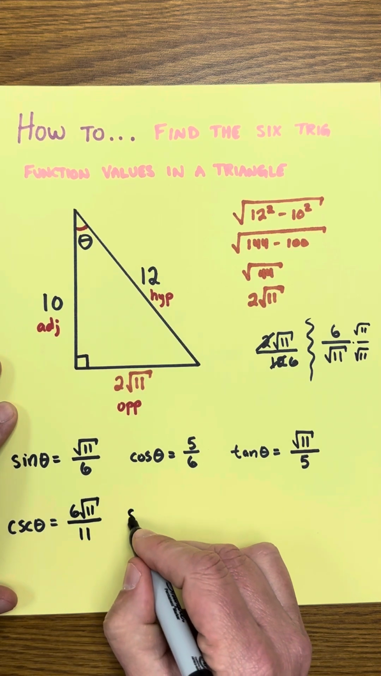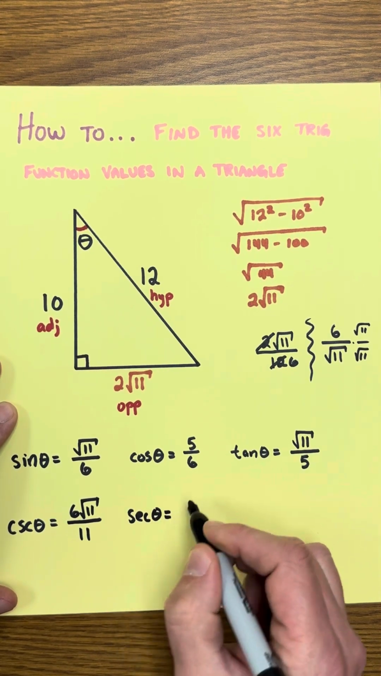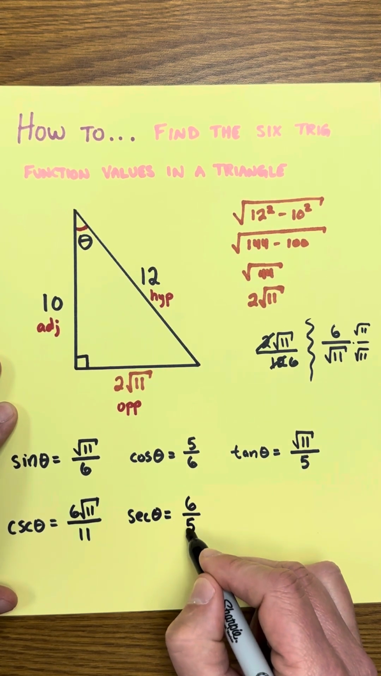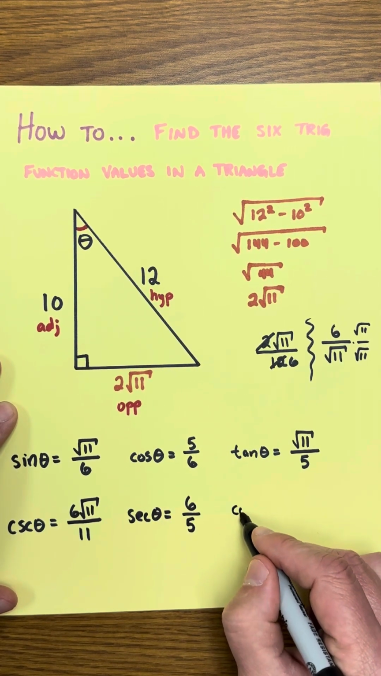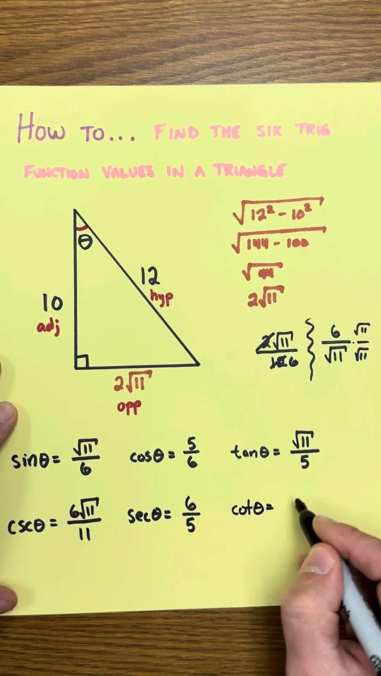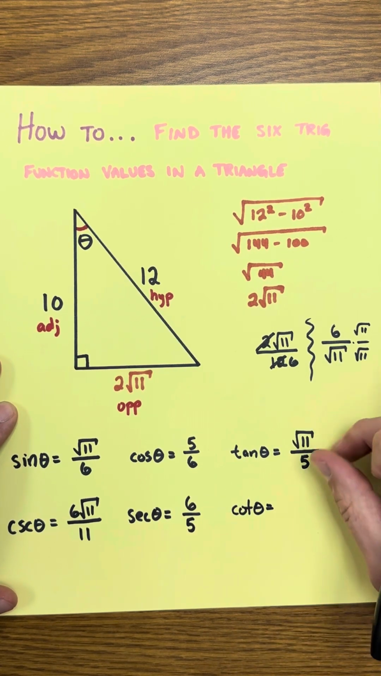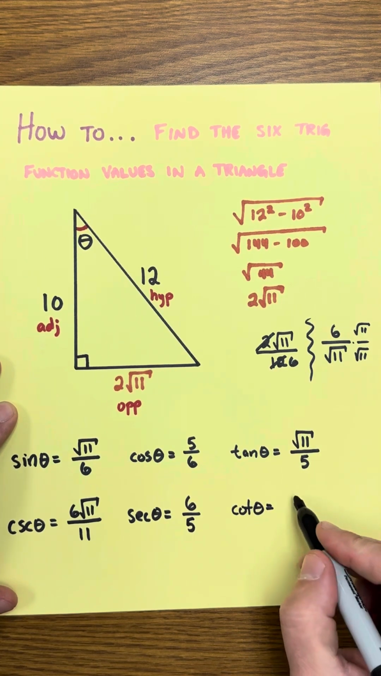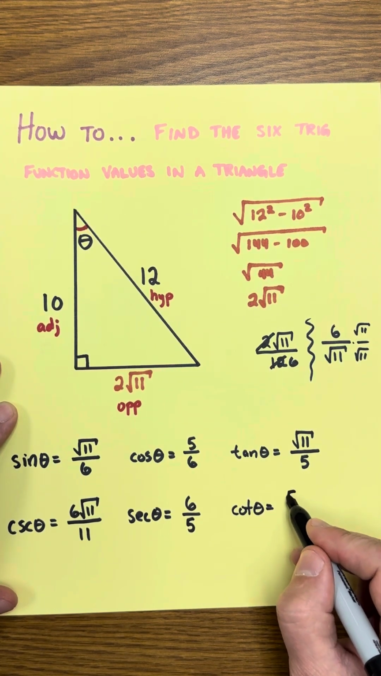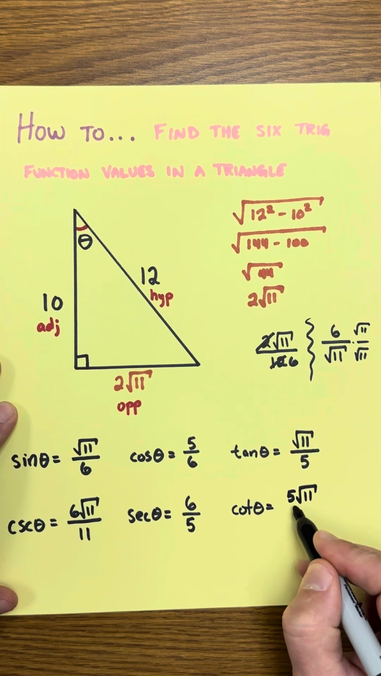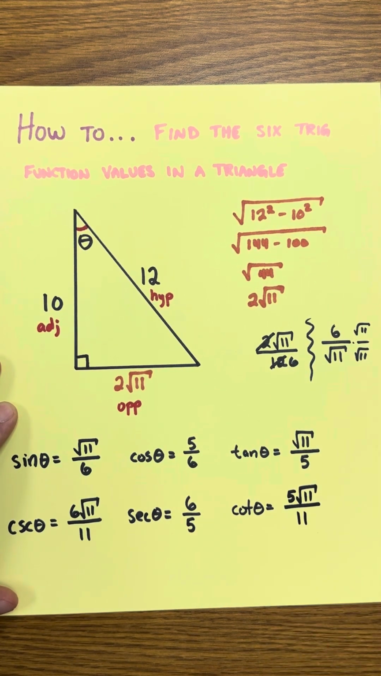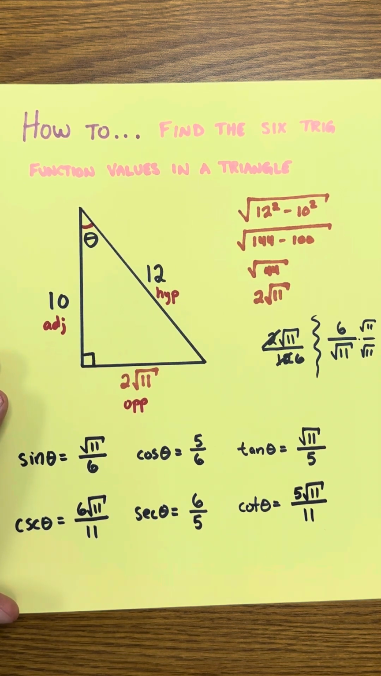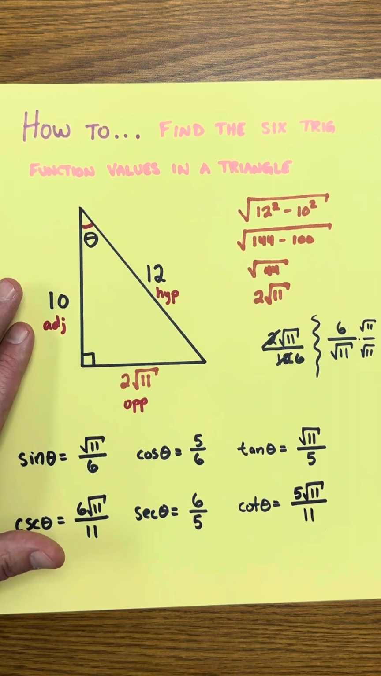And for the secant, we're just going to take 5 over 6 and reciprocal that fraction to 6/5. And for the cotangent, we're going to take this fraction, we have to flip it over. And if you can then rationalize that in your head, that would be excellent. We would get 5 square root of 11 over 11. And there you are. There are the 6 trig function values from a right triangle.